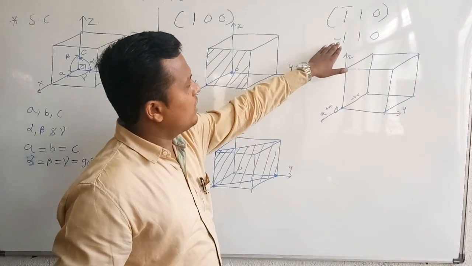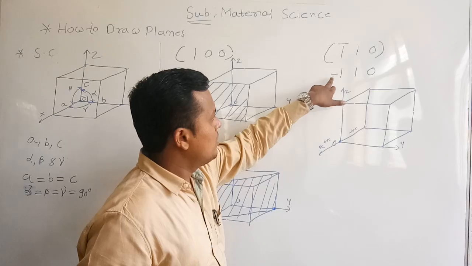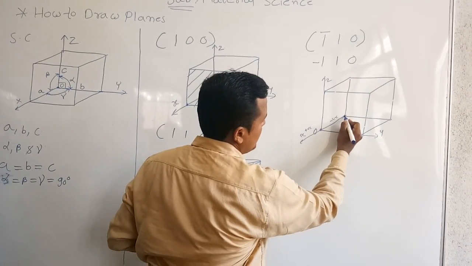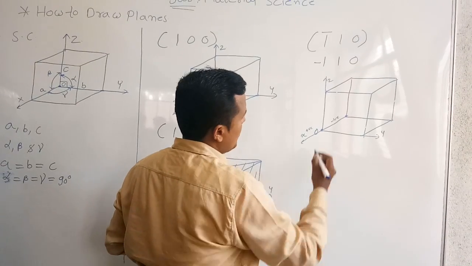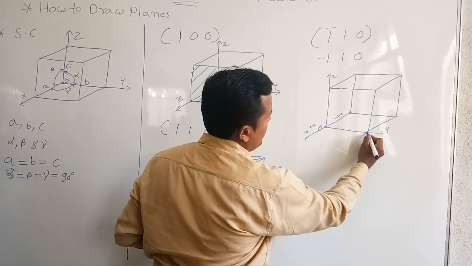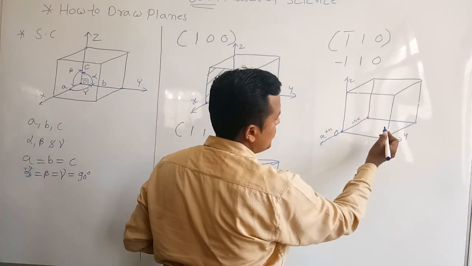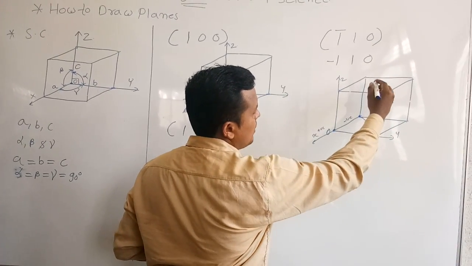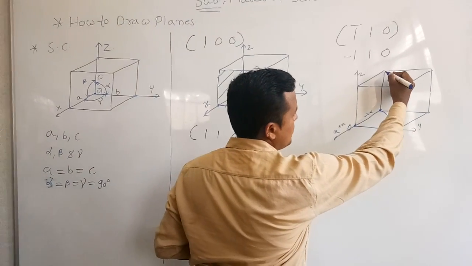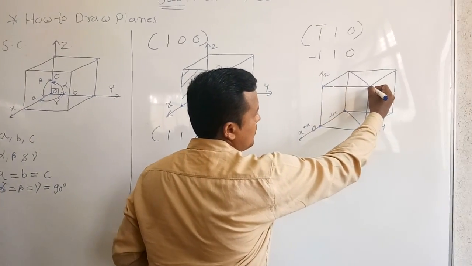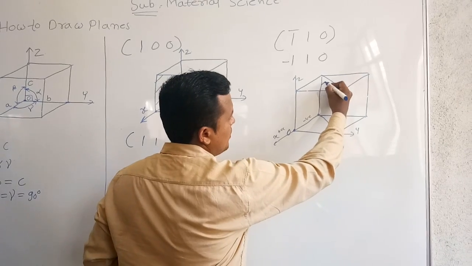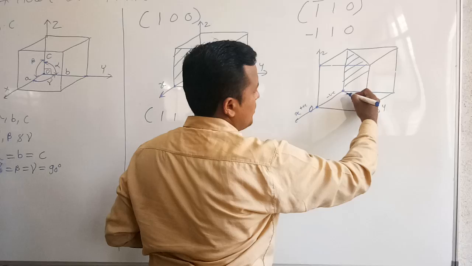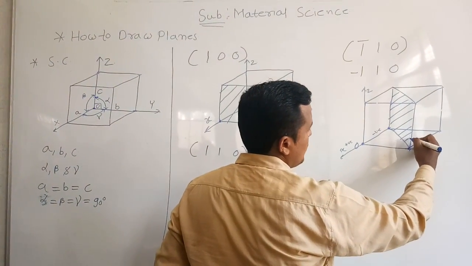And then you have to indicate these A, B, C points. So A is what? -1. So -1 means what? Here you are getting the point in the X direction. Y is what? Again 1. And Z is 0. So you have to join these 2 points. Again draw the parallel line in the opposite face. So this one is your bar 1 1 0 plane.